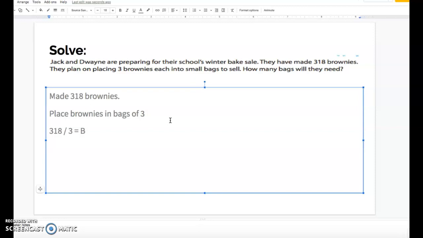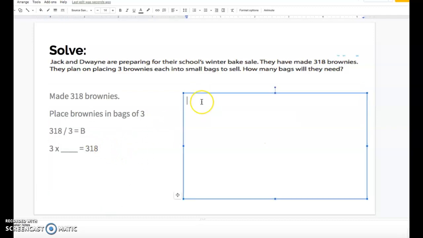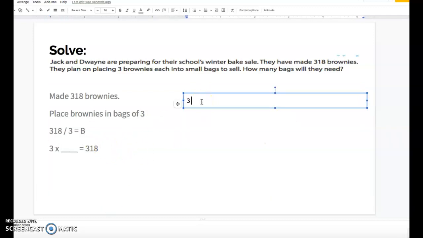This problem seems kind of tough. I could always switch this division problem, though, into multiplication. To do that, I'd ask myself, 3 times what equals 318? Well, let's think about that. So if I'm asking myself 3 times what equals 318, I want to try to break this 318 into different parts. So I'm going to break it into 300 and 18.